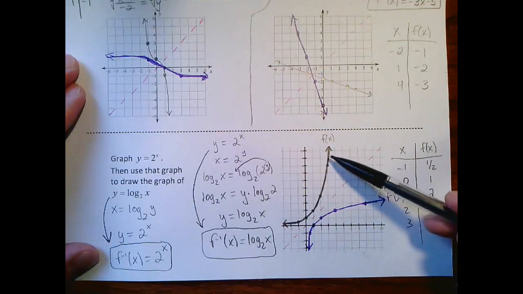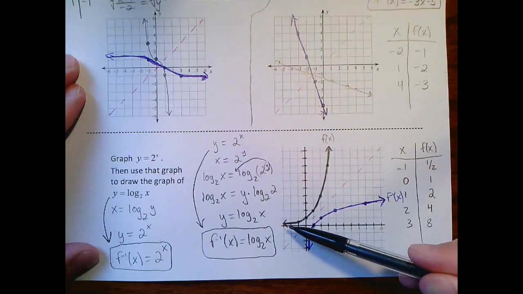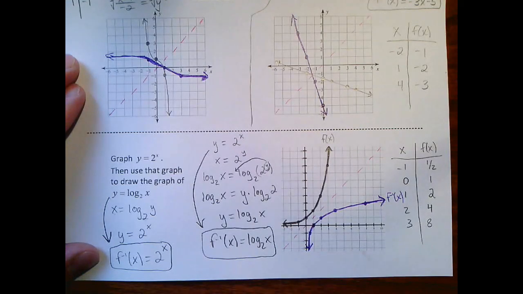So notice the graph does go up to positive infinity. What's the lowest that it goes? It goes above the x-axis. It doesn't quite get there. So it'll be from 0 to positive infinity.